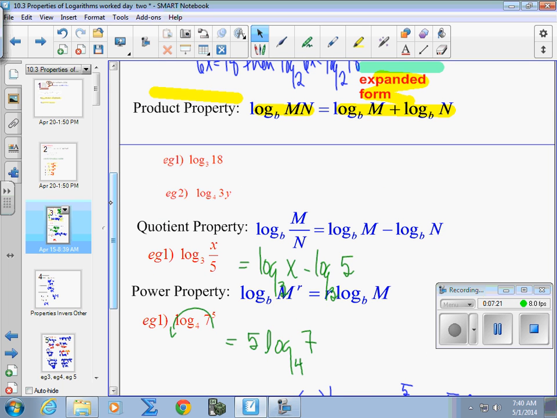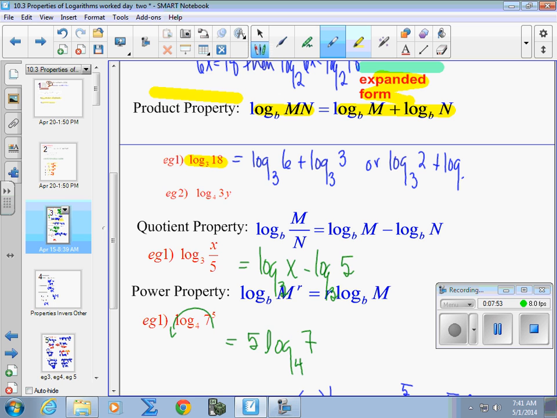I have two examples up here. The first example says log base 3 of 18. If we were asked to write this in expanded form, we would say log base 3 of perhaps 6 plus log base 3 of 3. Or we could say log base 3 of 2 plus log base 3 of 9, as long as when you multiply them together, you get 18.